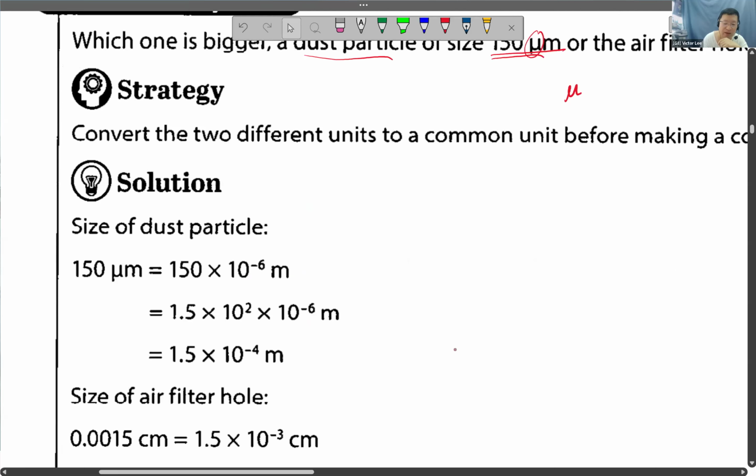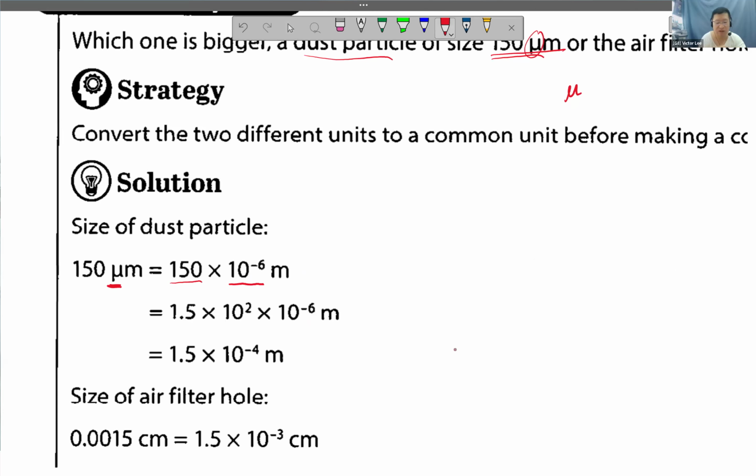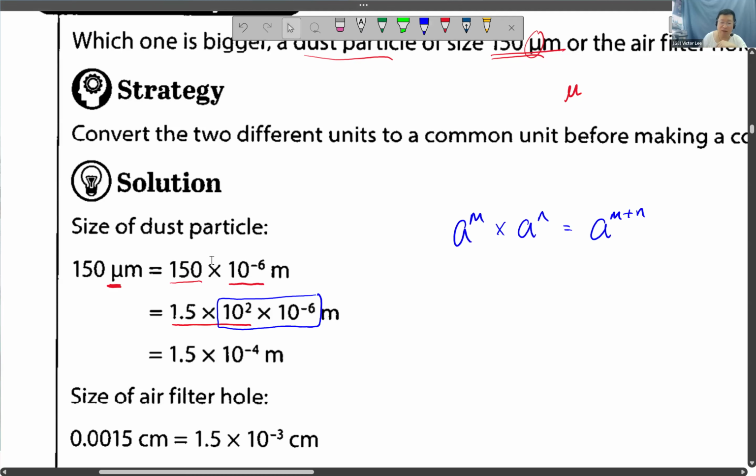Do you know that? And then you realize that 150 is not the standard form. So I make 150 into 1.5 times 100. You see that? Yeah. And then the next step, you combine these two together. When the base is the same, the powers add together. I'll show you. a^m times a^n is the same as a^(m+n). So when you multiply 10 to the power something by 10 to the power something, you just add the powers together, that's all.